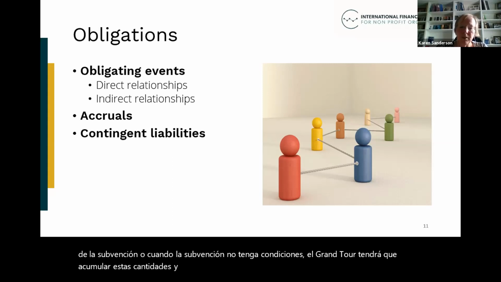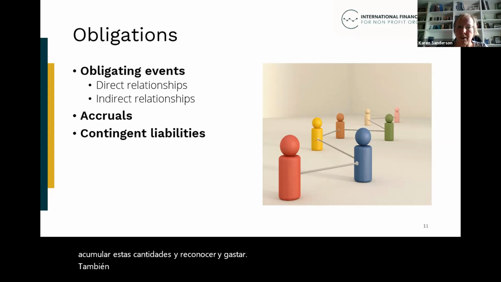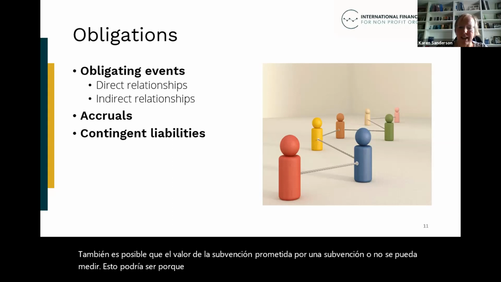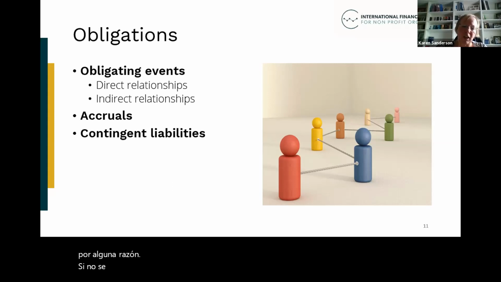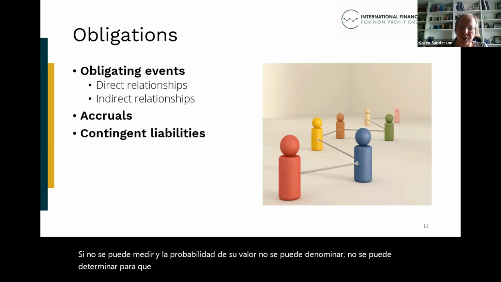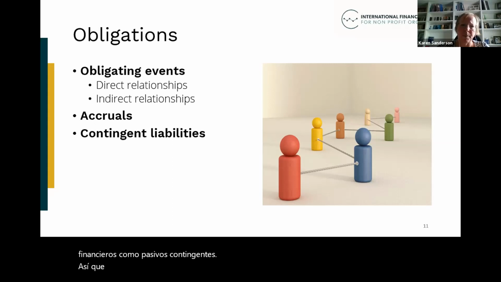It's also possible the value of grant promised by a grantor cannot be measured. This could be because they're stage payments and the latest stage is not measurable for some reason. If it can't be measured and the probability of its value can't be determined so it can be quantified, then these would be disclosed in the notes to the financial statements as contingent liabilities. So there is an obligation still to provide information.